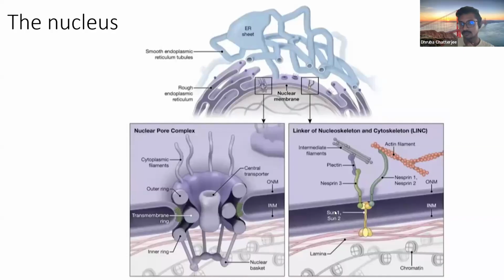And as we have already seen, these LINC proteins play an important role in connecting the cytoplasmic cytoskeletal elements like intermediate filaments and actin filaments to the nuclear cytoskeletal elements. That is primarily the lamin cytoskeletal network.